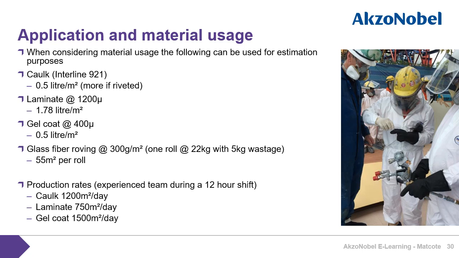And to flip that around onto the production rates, an experienced team during a full 12-hour shift could caulk around 1200 metres squared in a day, could laminate around 750 metres squared in a day, and can gel coat around 1500 metres squared a day. As I've mentioned, this is an experienced team in a 12-hour shift.